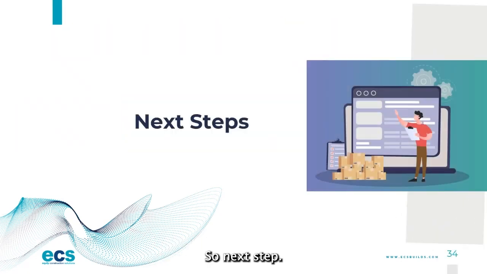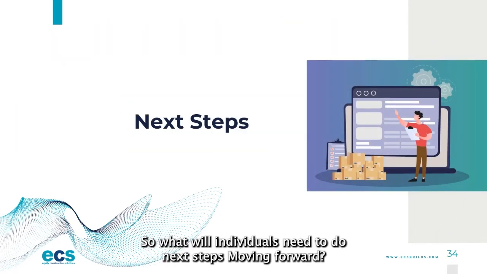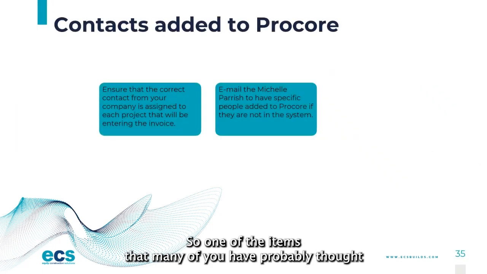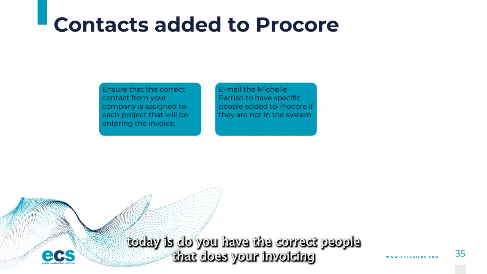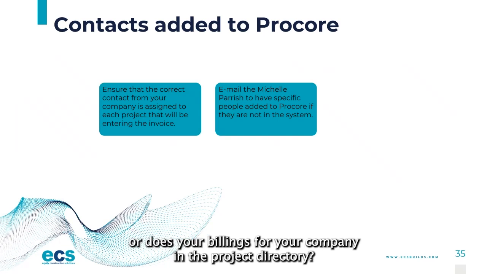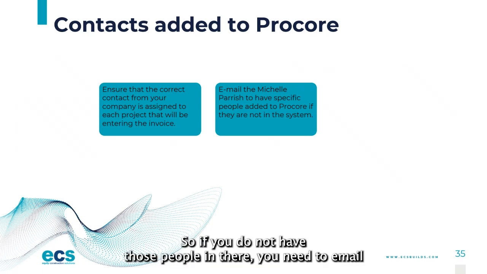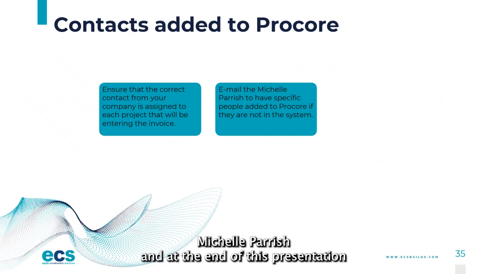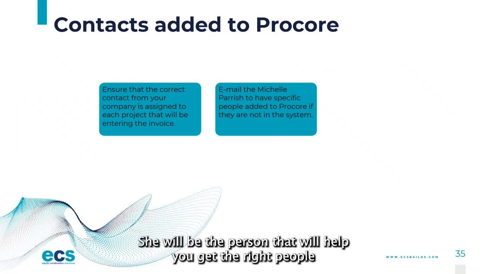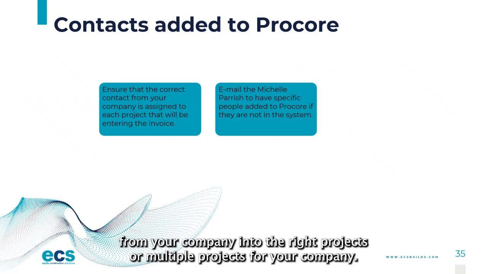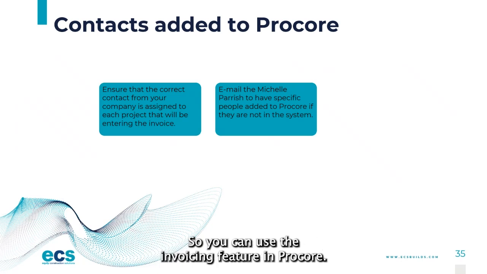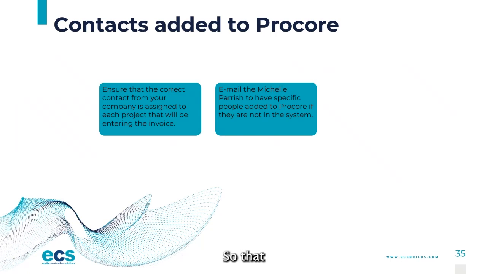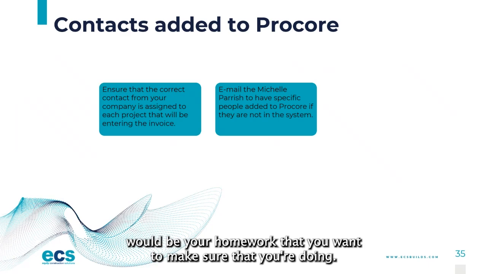So next steps. What will individuals need to do moving forward? One of the items that many of you have probably thought about today is, do you have the correct people who do your invoicing or your billings for your company in the project directory? If you do not have those people in there, you need to email Michelle Parrish. At the end of this presentation, there will be links and contact information, so her information will be provided. She will be the person that will help you get the right people from your company into the right projects, or multiple projects for your company, so you can use the invoicing feature in Procore. That would be your homework that you want to make sure you're doing.